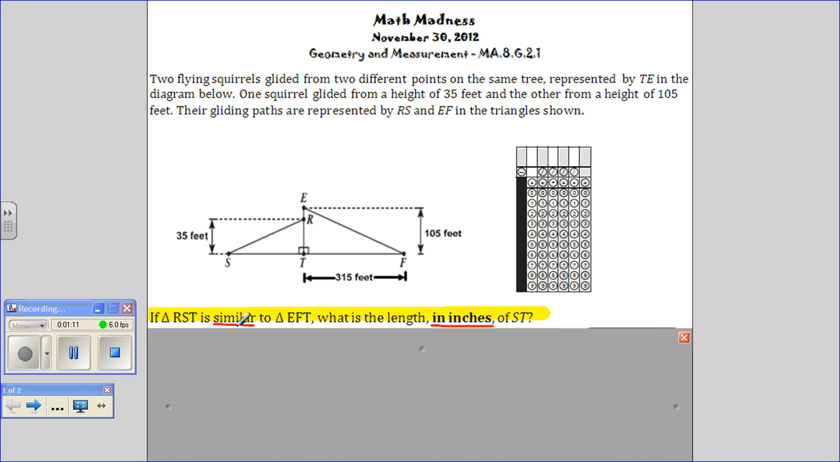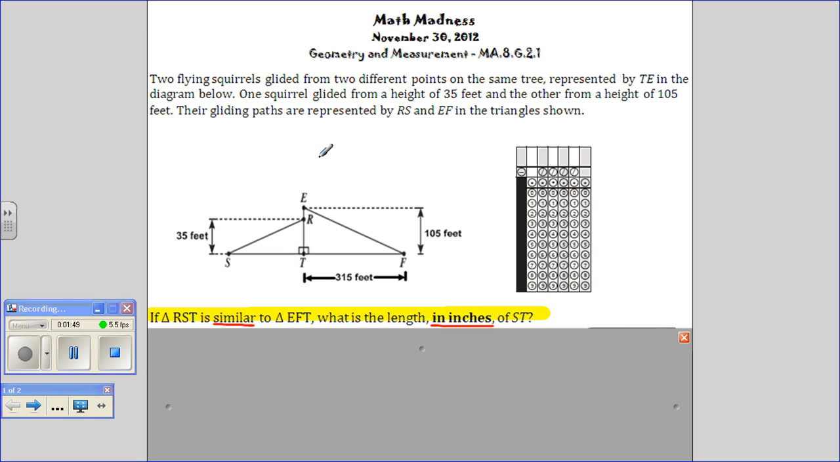As far as similar, it's a vocabulary term. When you're talking about shapes, it means they have the same shape, but they're different sizes. And in the problem we just read, everything is in feet, in the problem itself as well as the diagram. But in the question, they want to know the length in inches. So that should tell you that at the very end, you're going to do some type of conversion. So let's get started.